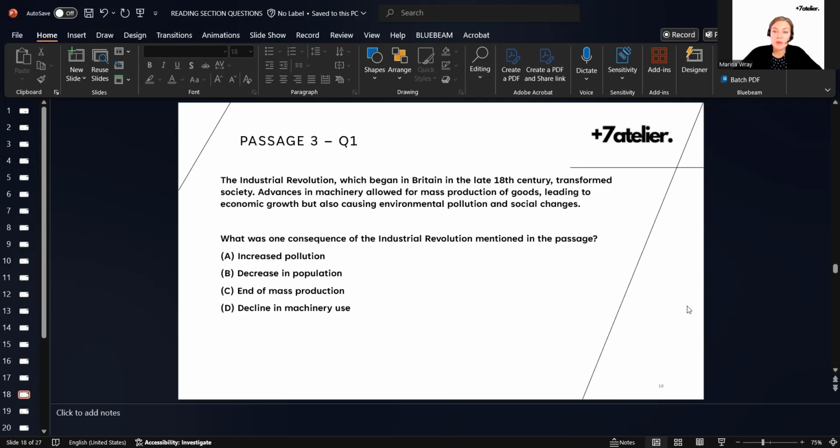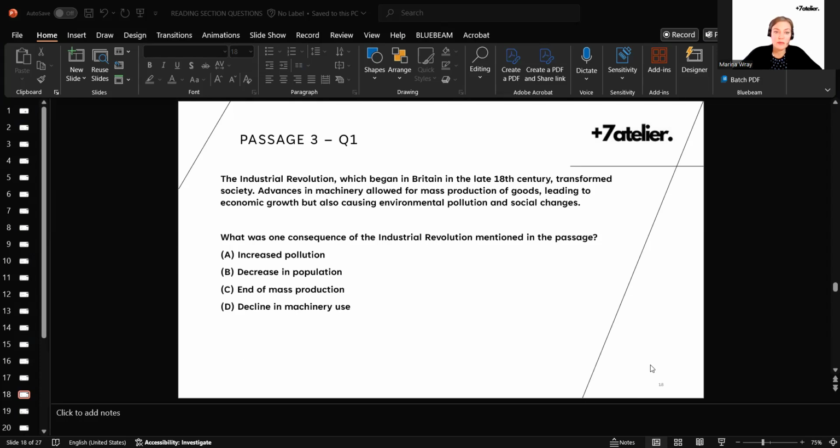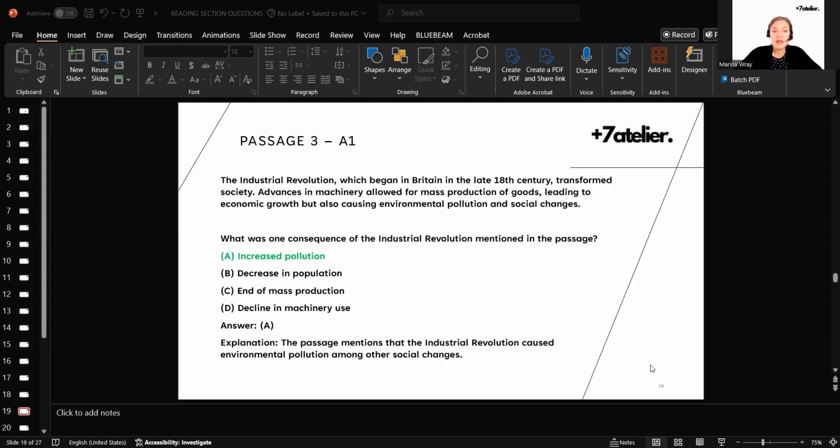Let's go to question number 1. What was the consequence of the Industrial Revolution mentioned in the passage? And the potential answers are as follows. A. Increased pollution. B. Decrease in population. C. End of mass production. Or D. Decline in machinery use. The correct answer is A. Increased pollution. And we see that the passage mentions that the Industrial Revolution caused environmental pollution among other social changes.